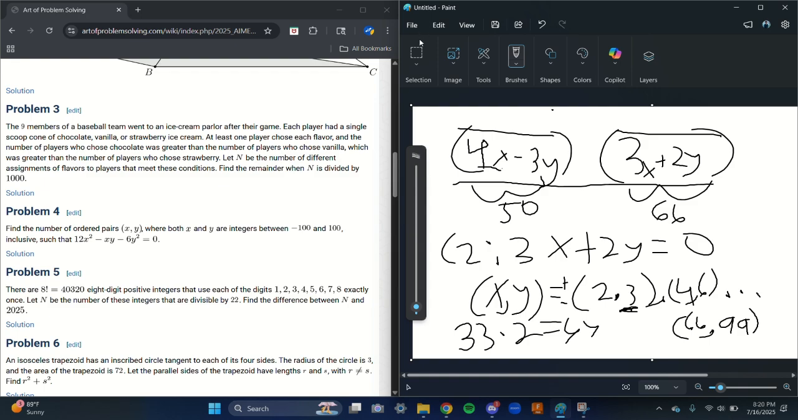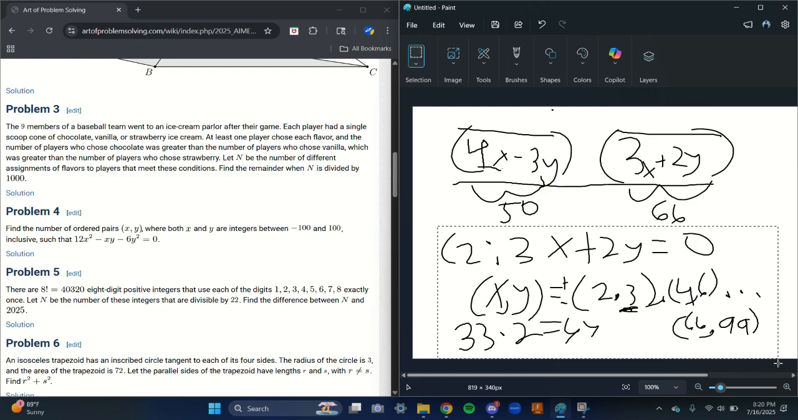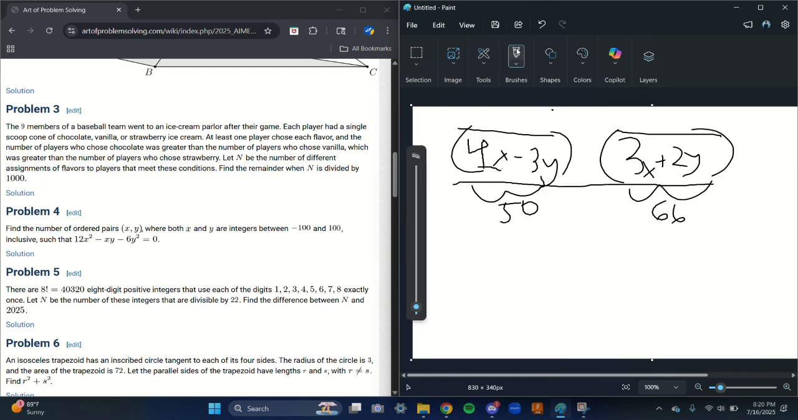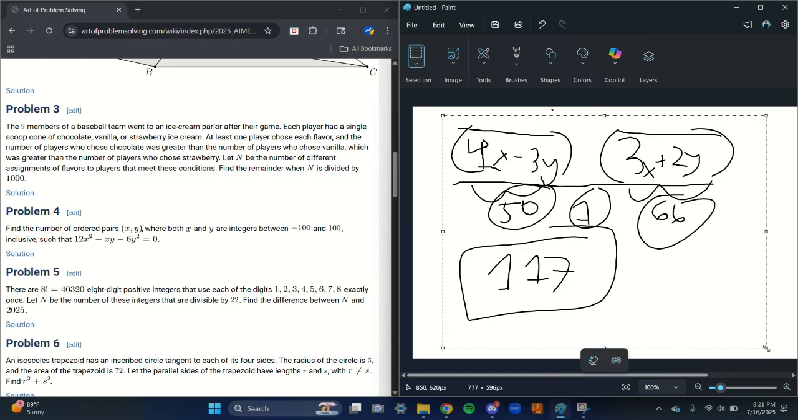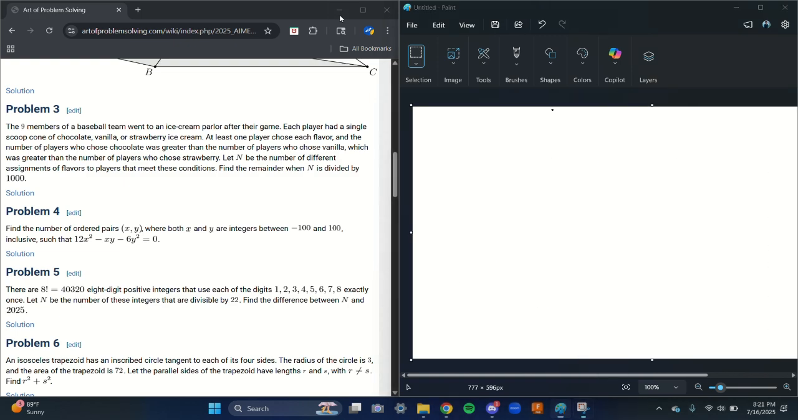And then our final case, which I mentioned previously, is if x and y both equal 0, and so that's just going to be one case. So we have one case in the middle. So the answer is just the sum of 66, 50, and 1, and that gives us our final answer of 117 for problem number 4. Okay, so now let's move on to problem number 5.